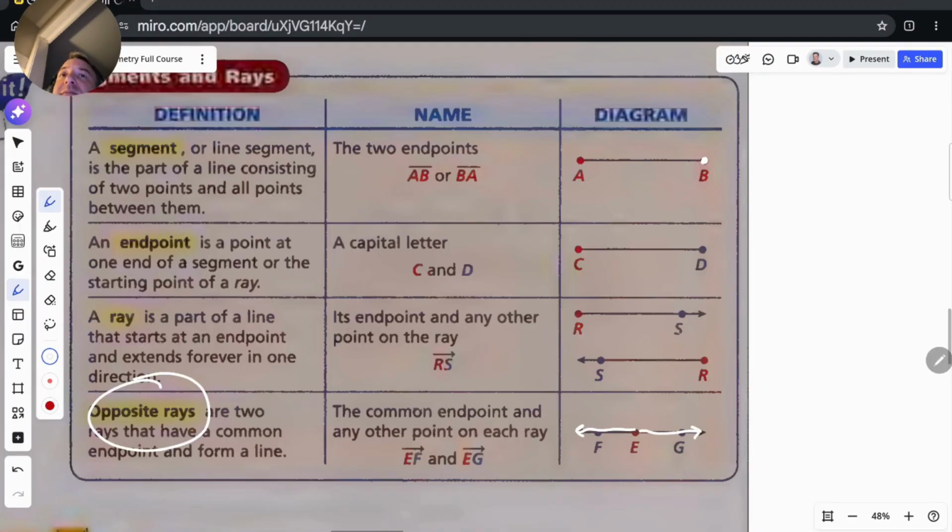Now, some common student mistakes include that rays EF and FE are not the same. The first letter is always the endpoint. EF starts at E, FE starts at F. So let's make sure we remember our ray begins with our endpoint and moves left or right.